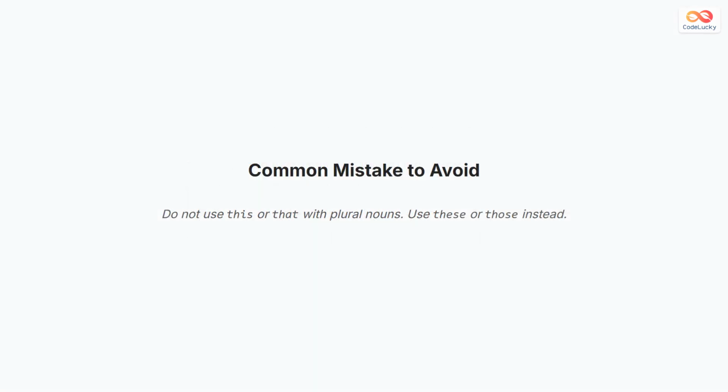A common mistake is to use this or that with plural nouns. Instead, use these or those for plurals. Using the correct word will make your English sound natural and clear to others.